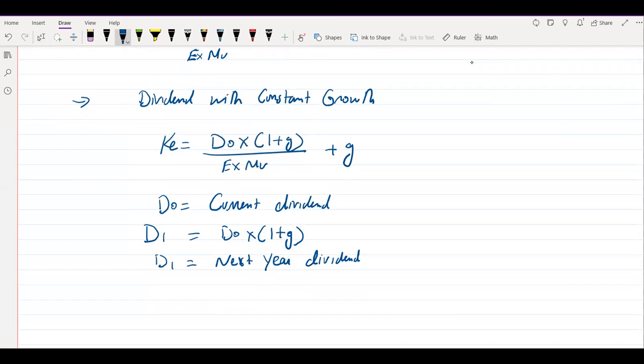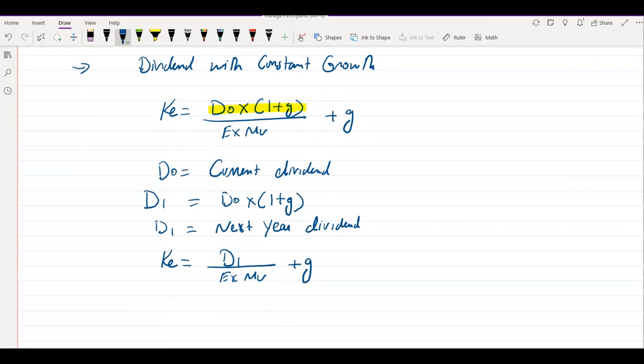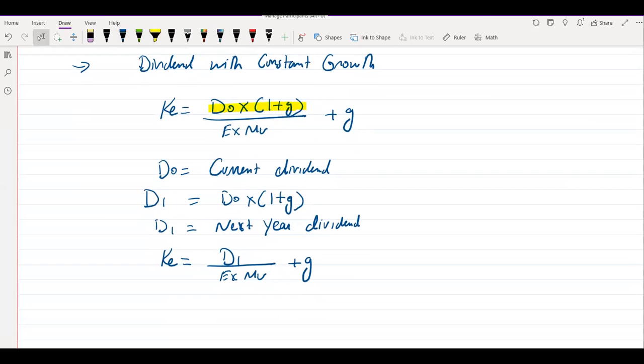So in exam, if only D1 is given, then the cost of equity formula will be D1 divided by ex-market value, plus g. This whole numerator will be replaced by D1. So the question is, how to calculate the growth? There are two methods to calculate growth.